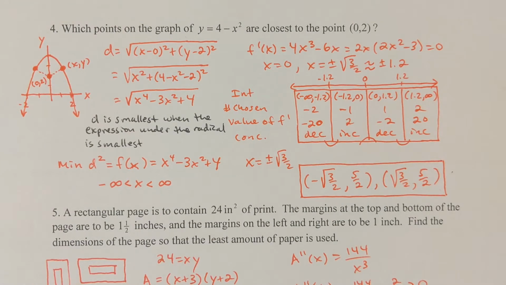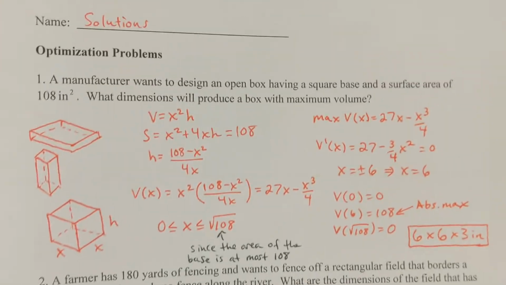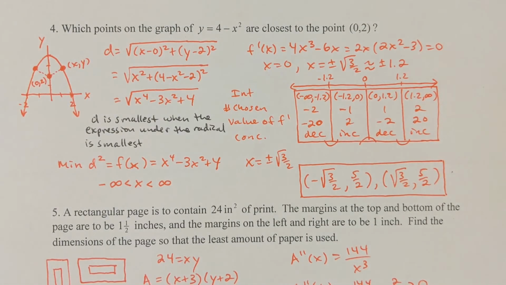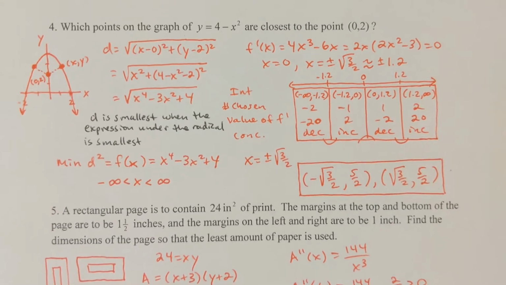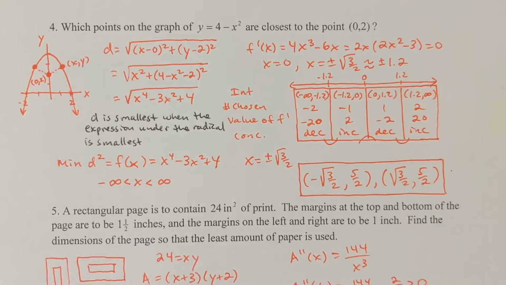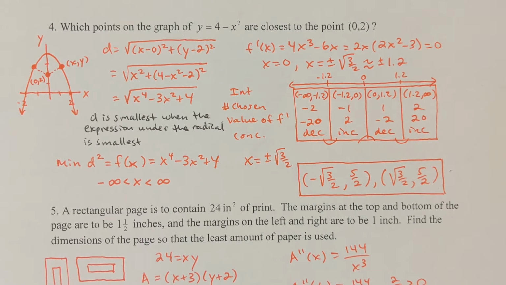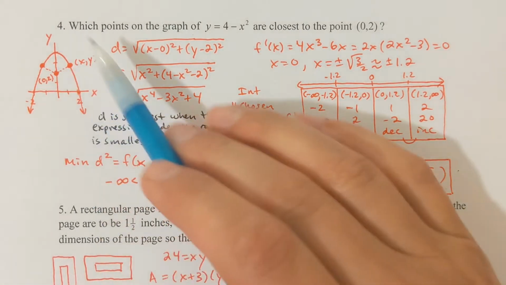All right, let's do some more from section 4.7. We're talking about optimization problems. We've done the first page here, problems 1, 2, and 3, and so let me begin problem 4 now. Problem 4 says: which points on the graph of y equals 4 minus x squared are the closest to the point (0, 2)? Okay, so here's a picture.